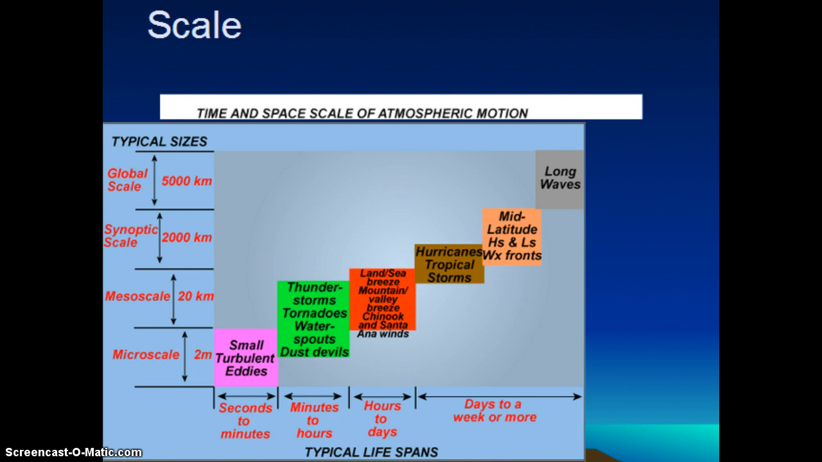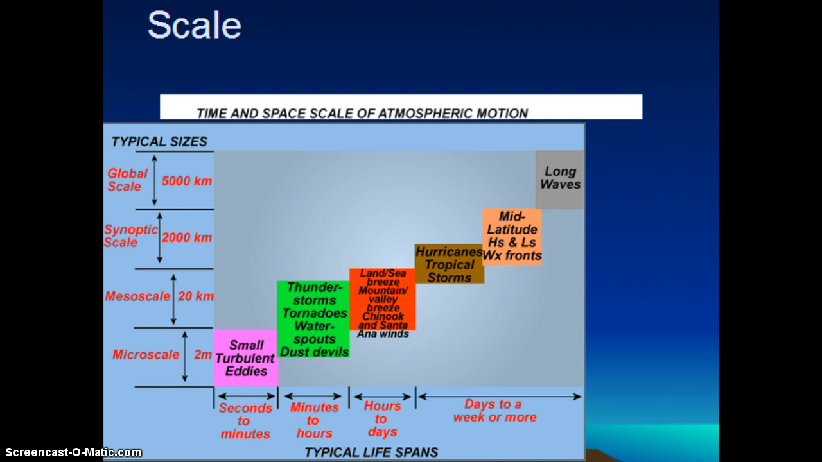We can talk on a synoptic scale. Synoptic is kind of the mid-latitude fronts. They're large scale, but not quite as large as a global scale. Also, hurricanes and tropical storms kind of fall in that. We can talk mesoscale. Those are thunderstorms, land breezes, etc.